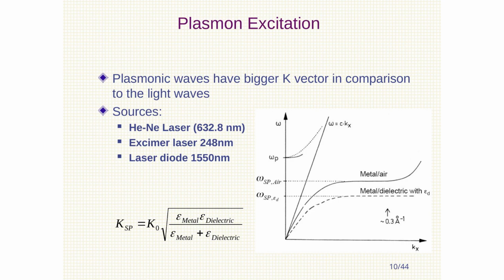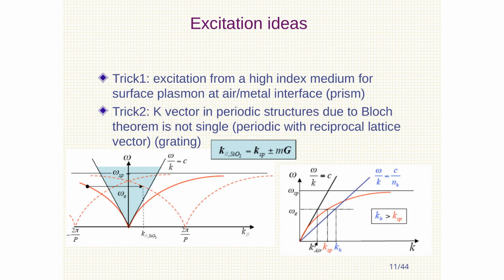Plasmonic waves exhibit a larger K-vector than light waves, crucial for surface plasmon resonance. Key sources include helium-neon lasers at 632.8 nanometers, excimer lasers at 248 nanometers, and laser diodes at 1550 nanometers. The relationship between dielectric and metal layers is defined by the equation: surface plasmon K gain, E dielectric plus E metal, less than 0. Excitation of surface plasmons can be achieved using a high-index medium, such as a prism at the air-metal interface.